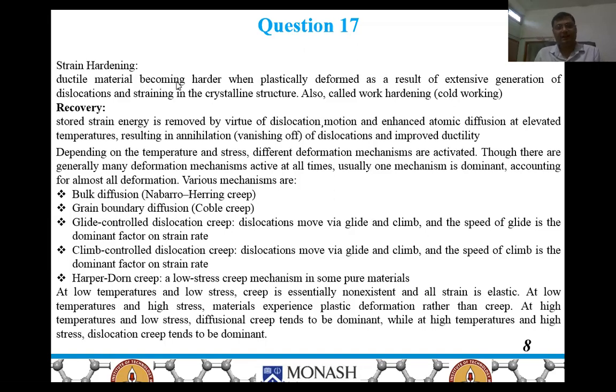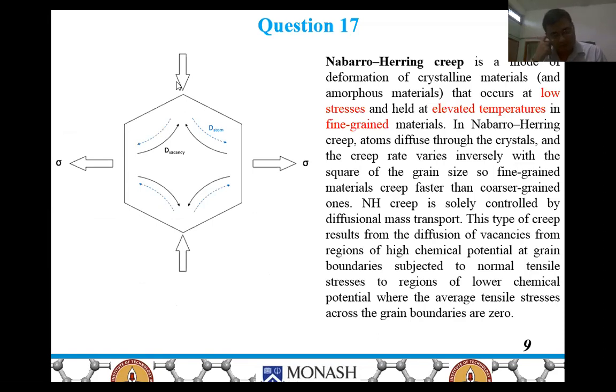Basically, at low temperature and low stress, creep is essentially non-existent. As we see in the stress strain curve, at low temperature and low stress, the deformation is elastic, and at low temperature and high stress, the material experiences plastic deformation. But at high temperature and low stress, diffusional creep tends to be dominant, while at high temperature and high stress, dislocation creep tends to be dominant. So this is the Nabarro-Herring creep mechanism.